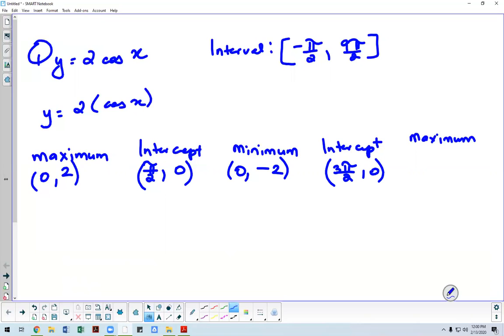what is our next maximum value going to be? The original was 2 pi and 1. 2 pi and 2. Very nice. 2 pi, 2 will become your ordered pair for the next maximum. All right.